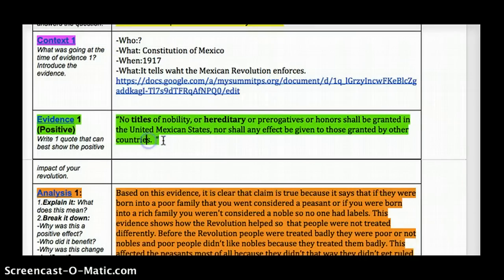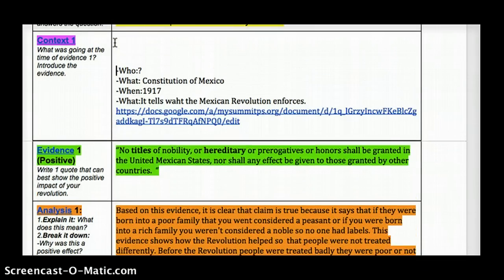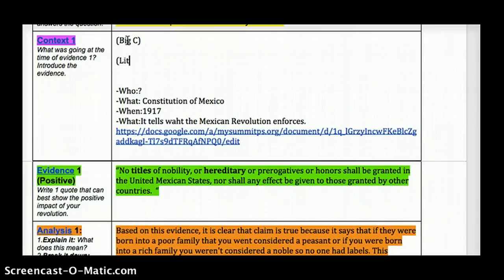So here I have an evidence from the Mexican Constitution, but like I said, I need to first make this into a context. So this is all bullet points. Now we're going to actually write this as a context piece. I usually separate mine into big C, little c, and then I'll delete these little parentheses later on. So you can do that now too to make sure you're doing both parts.